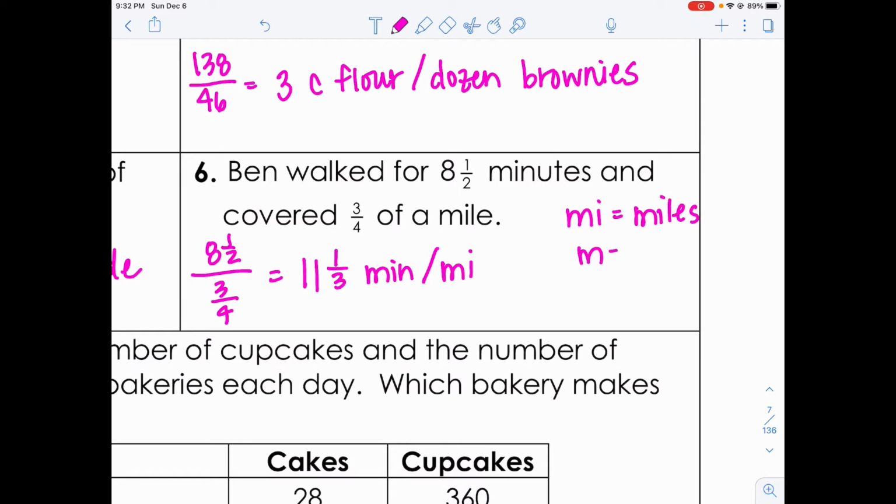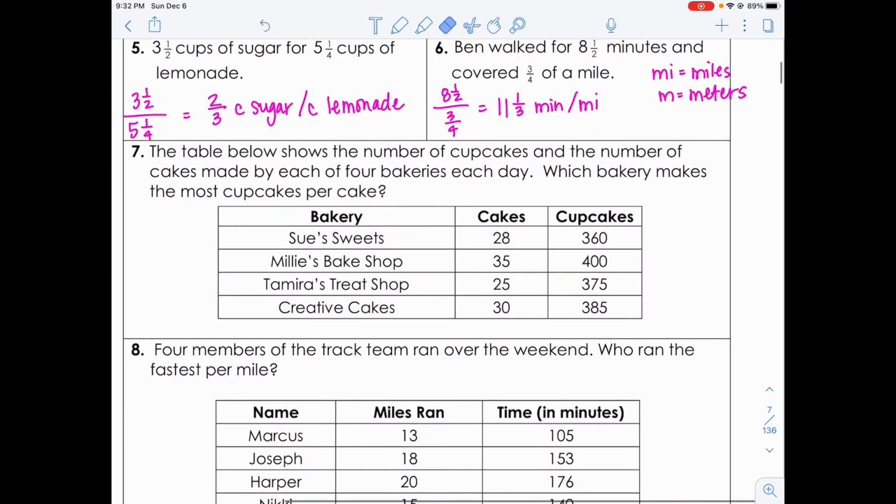The label M is for meters. Those are different things, like completely different things. So make sure if you are abbreviating some of your distance labels that you are using the correct one. Okay, let's look at number 7 together.